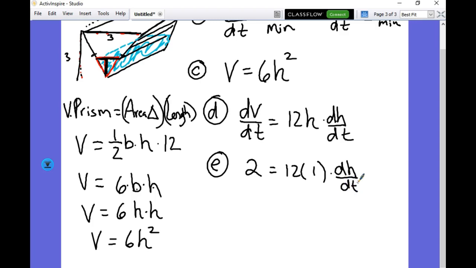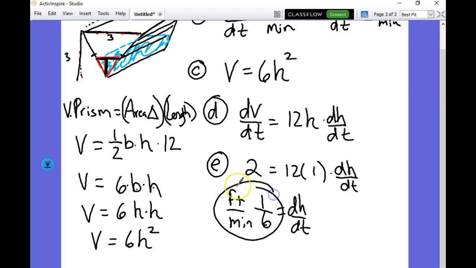So that's going to be 12, and then we just divide both sides by 12, and we get 1/6. So there you have it. The rate of change of the height is 1 foot per minute. I'm sorry, 1/6 of a foot per minute. Okay, so that's number 20, part A anyway. Let's take a look at 20 part B.